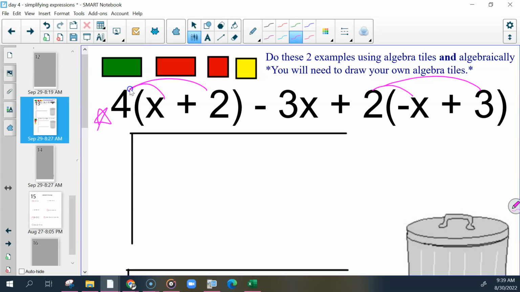What would this be after we distribute? You can say it out loud. 4x plus 8. Bring down this negative 3x. And what would this be after we distribute? You can say that out loud. Negative 2x plus 6. So anytime you have that negative, if it was positive, just make it negative, don't put plus minus.